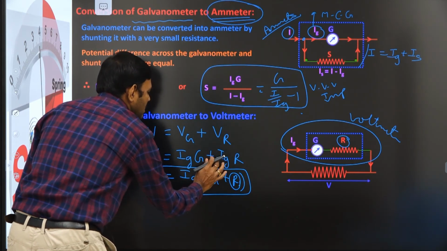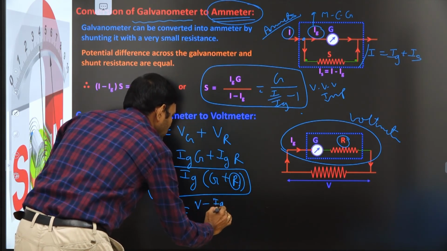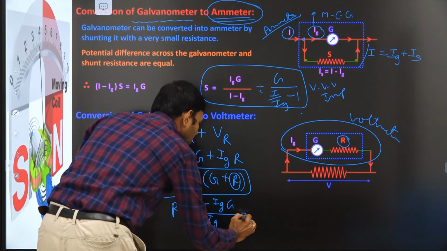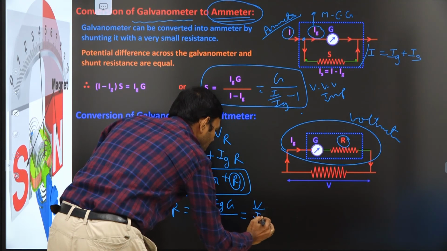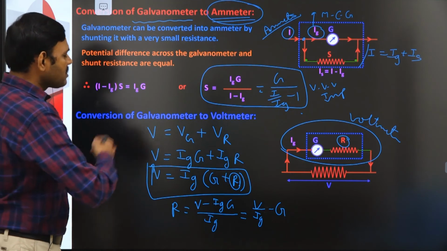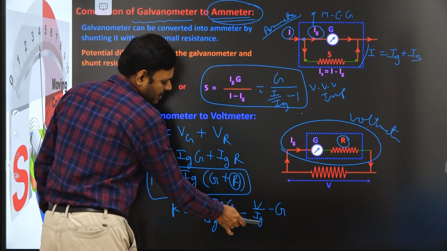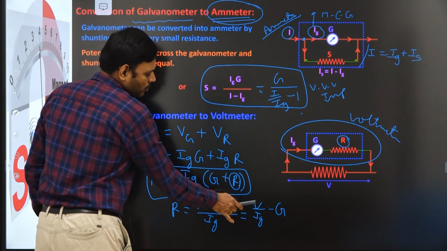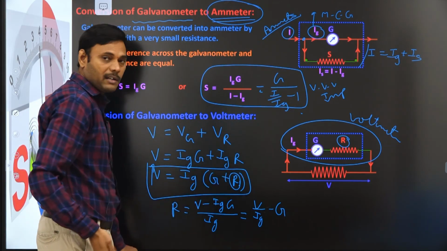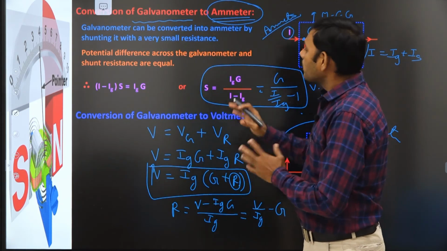When we modify this expression, we find the R value as (V minus Iz into capital G) divided by Iz. So that is equal to V by Iz minus capital G. V by Iz minus capital G gives the resistance. So to convert a galvanometer which has maximum deflection current Iz to a voltmeter to measure maximum voltage V, the series resistor is given by R is equal to V by Iz minus G. So students, now I conclude the expressions for them.